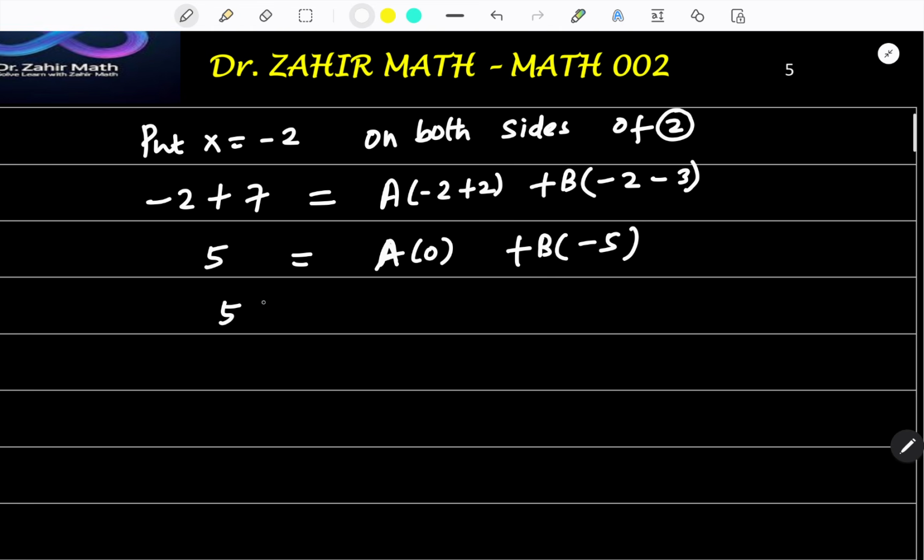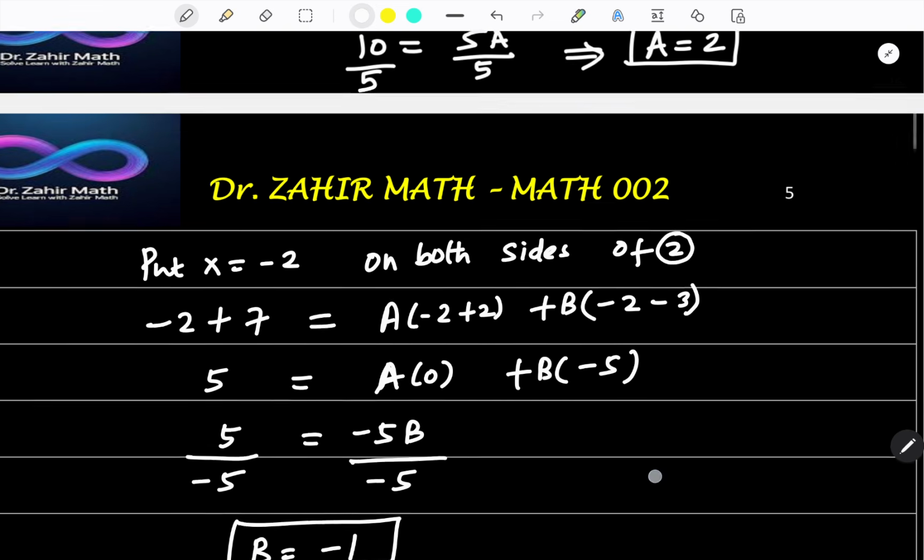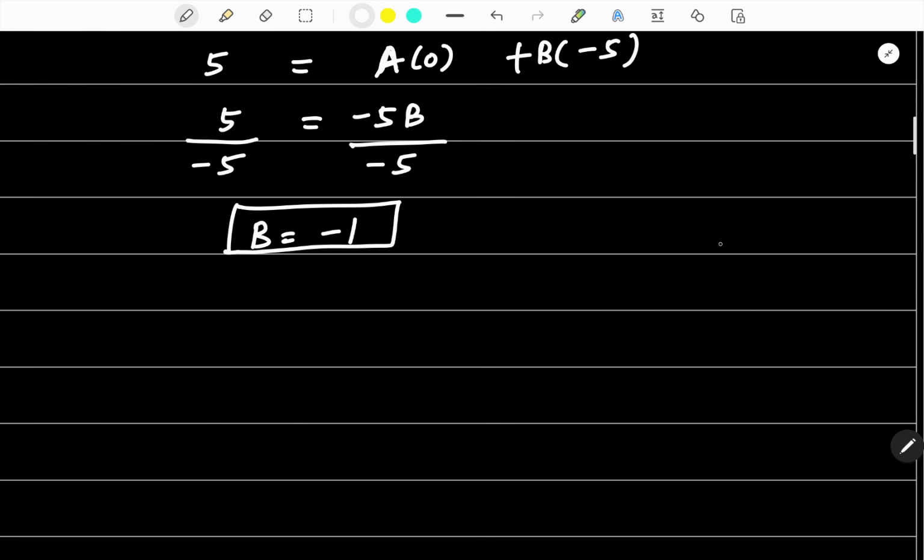So what happens now? 5 equals minus 5 times b. Dividing by minus 5, I get b is equal to how much? Minus 1. And a is equal to 2. So therefore a is equal to 2 and b is equal to minus 1. Clear, everybody? Right. Now we have to write the final answer. Final answer you have to write in what? Equation number 1. What is your equation number 1?